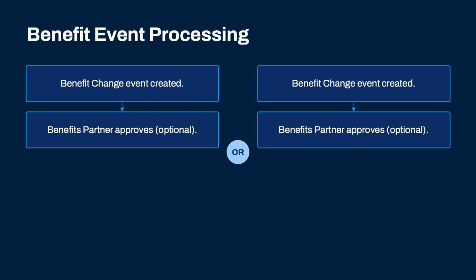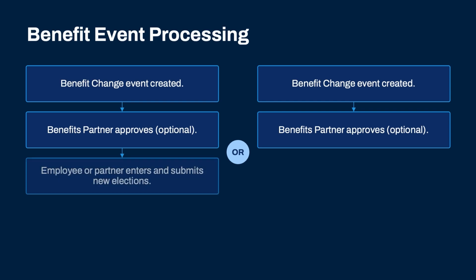If they approve, the next step of the process routes to either the employee or to a partner, depending on your configurations. In this step of the workflow, we enter the event details, such as the event dates, dependents, and election changes. Consider this real-world example.